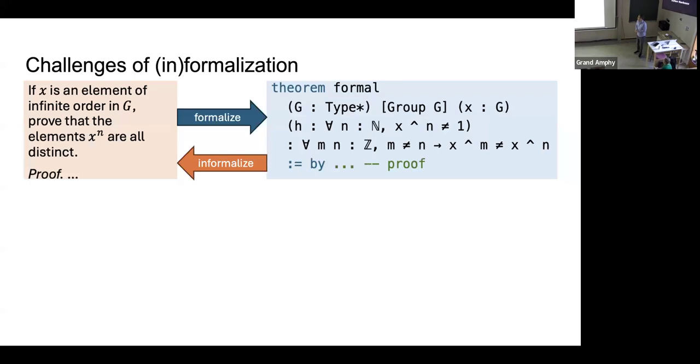Right. So what does auto-formalization look like? So you have an example statement and the formalization mean. So the statement is about group theory. If X is an element of infinite order in a group G, prove that the elements X to the n are all distinct. And in mean, you would write it as on the right-hand side. So you would introduce a theorem with the name formal, and you would introduce the type G that happens to be a group, and X, an element of type G that satisfies the hypothesis that for all n, X to the n is not 1. And then the conclusion is that for all m and n different integers, X to the m is not X to the n.